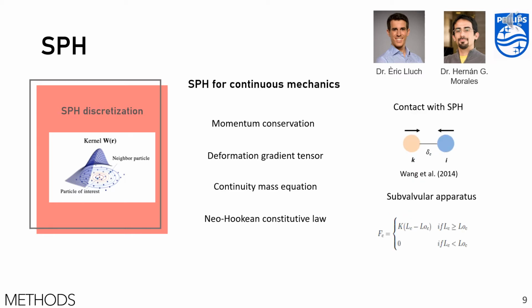Furthermore, to use SPH to model the mitral valve, we will have to take into account the contact between non-neighboring particles using the algorithm proposed by Wong et al., as well as defining the subvalvular apparatus of the valve, that is, the cords that prevent the valve from prolapsing. This will be done by means of springs.